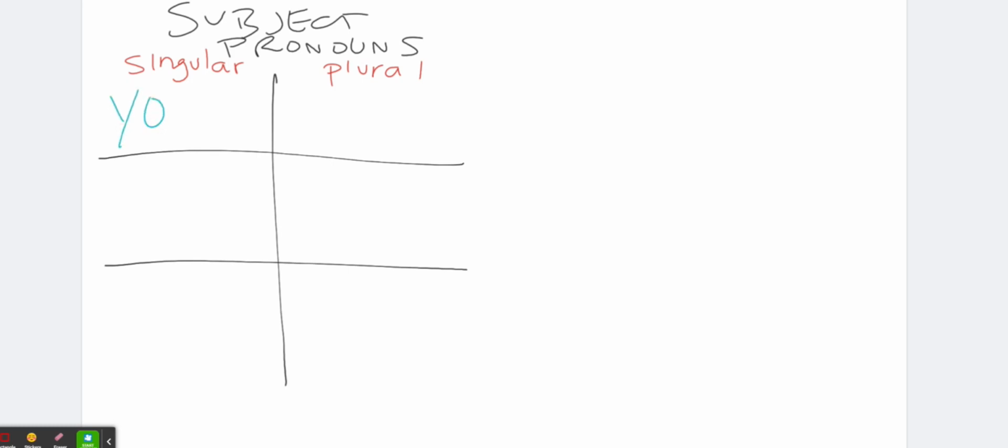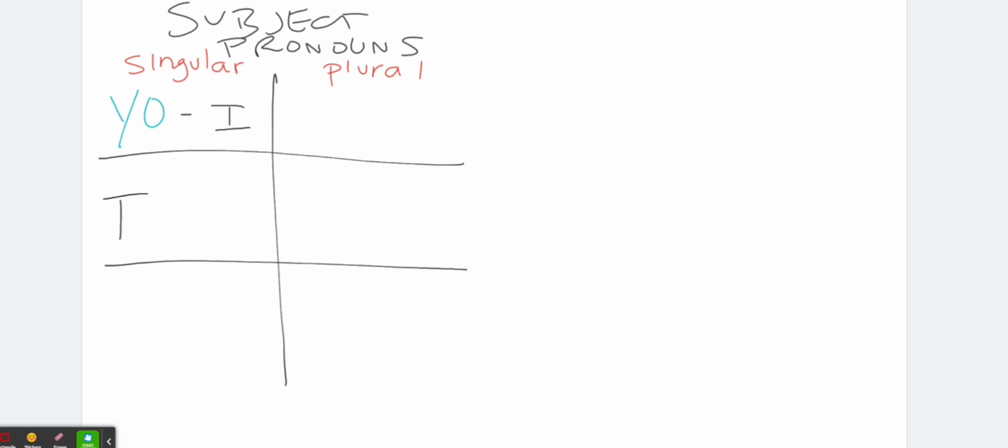Okay, so the first word, I'll put the Spanish words in blue, and then I'll put the English next to them in a different color. So the first word we're going to have in here is yo, and yo just means I. If you've been in Spanish even just for a little while now, you probably already know that one.